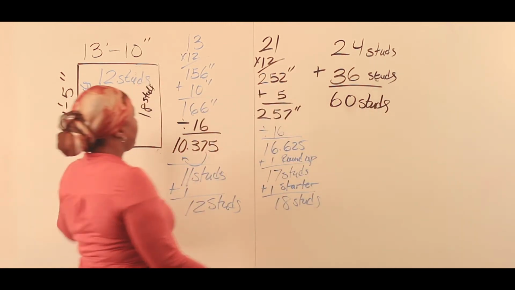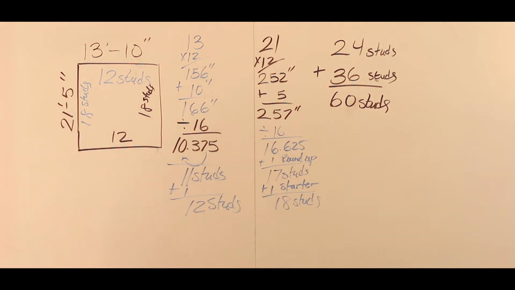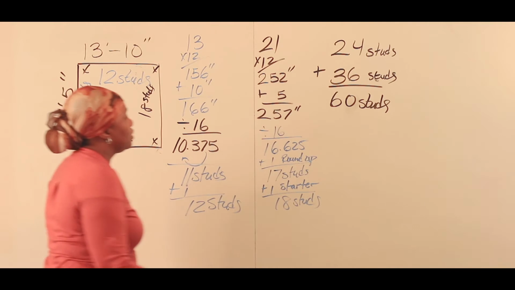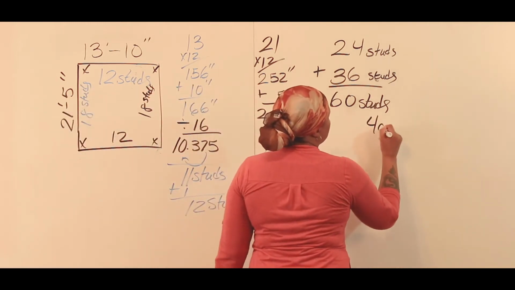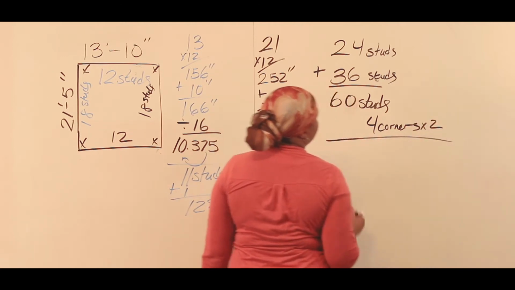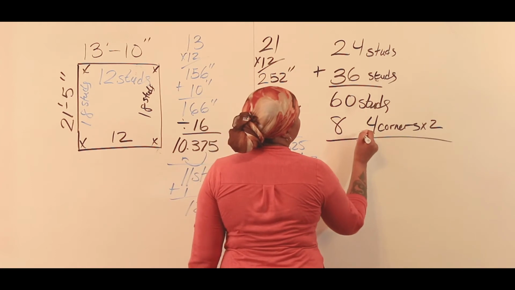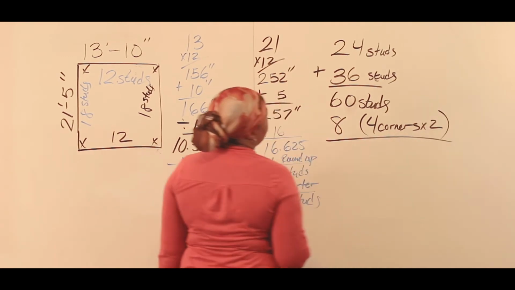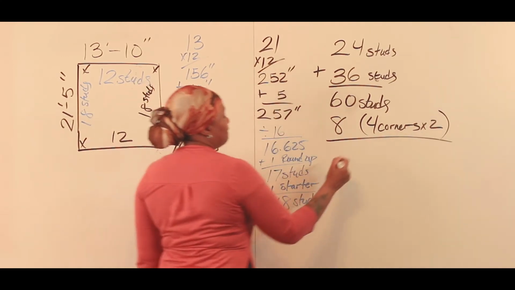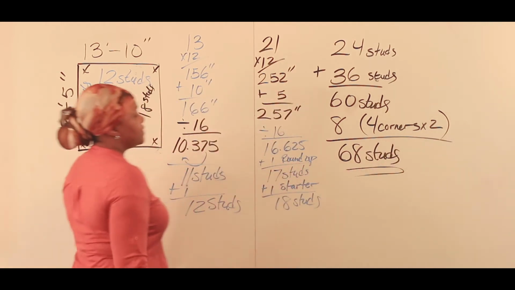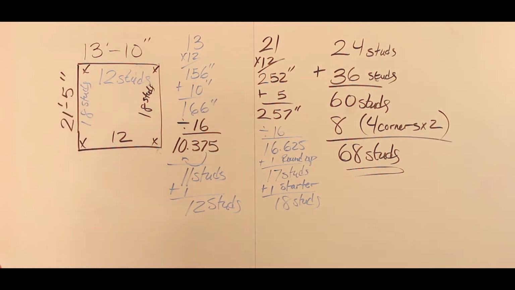to build this room. But because we have an entire room, now we have to add 2 per corner. How many corners do we have? 4. Think of elbows. So 4 corners. And how many per corner? 2. So 4 times 2 is 8. So we need 8. So 60 plus 8 is 68. We're going to need 68 studs to build that room.